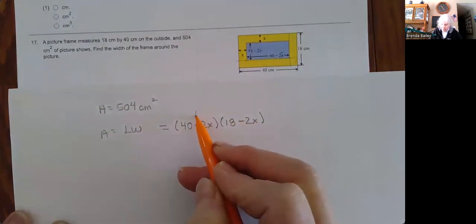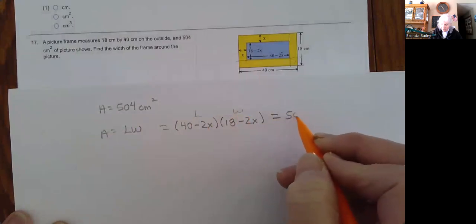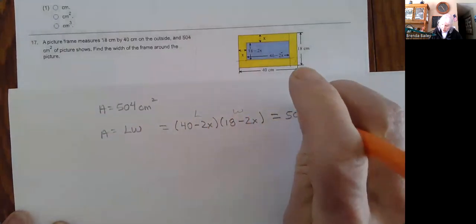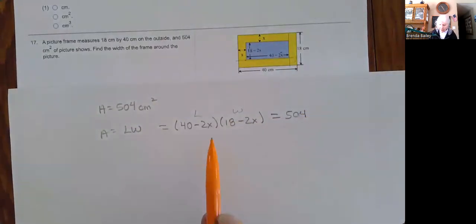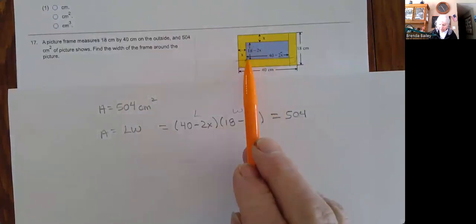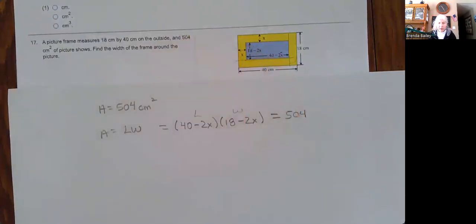That's the length times the width, and I know that that is equal to 504. Length times width is equal to 504. They told us that the blue was 504. So let's solve this beast right here.